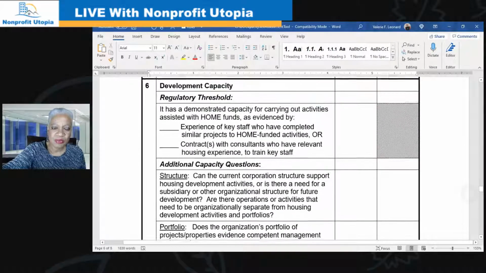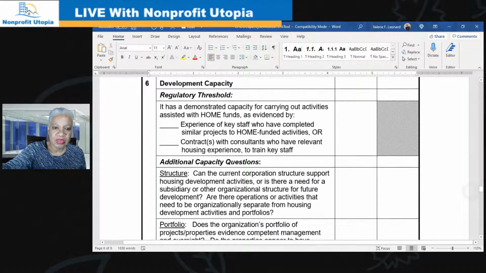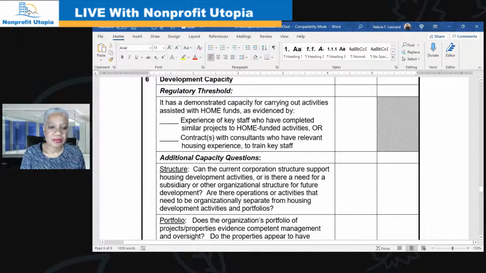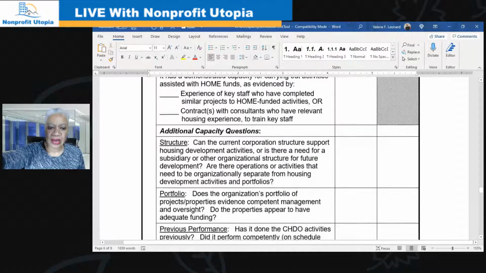And again, these questions are more or less for real estate development, and this is development capacity. Have you demonstrated capacity for carrying out activities assisted with HOME funds? And then is there experience of key staff who have completed similar projects for HOME funded activities or contracts with consultants who have relevant housing experience? So some of those activities might be real estate development for housing, affordable housing. It could be housing counseling. But if you're not in real estate development, if you're in social services, if you're in education, if you're in economic development, the similar question is, do you have capacity, demonstrated capacity within your organization for carrying out the activities that you intend to carry out?